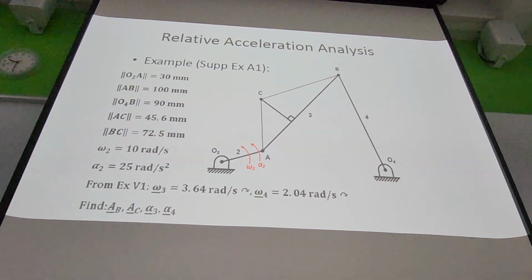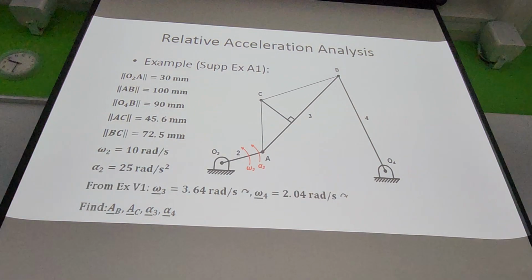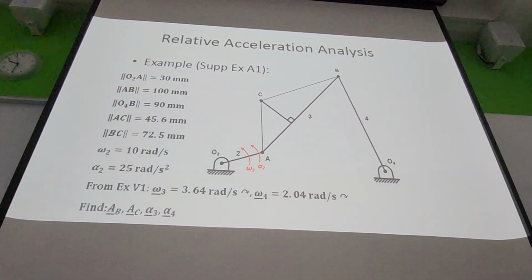Now the question is to find the acceleration of point B, then the acceleration of point C, which is on link 3, then the angular accelerations of link 3 and link 4. These are the unknowns we need to calculate by drawing the acceleration polygon method, or the relative acceleration method. Is the question clear?